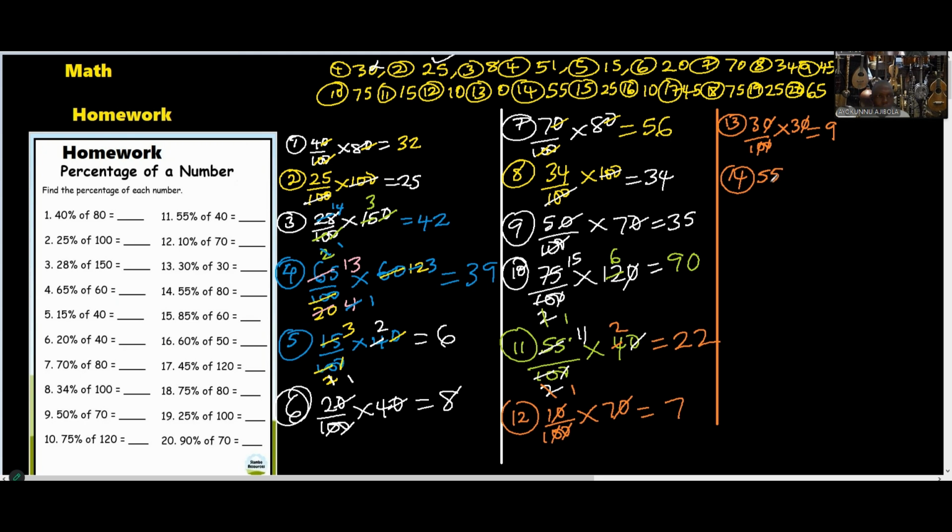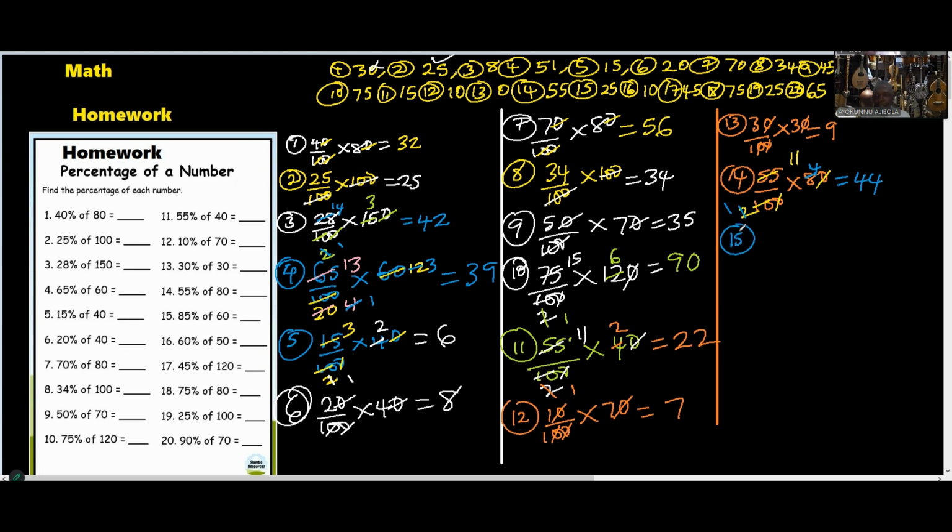Number 14, we have 55% of 80. 55% means 55 over 100 times 80. So we can see that 0 cancels 0. So 5 here, 11, and 5 here, 2. And 2 can divide 8. 2 here, 1; 2 here, 4. So we have 11 times 4. That is what? 44.